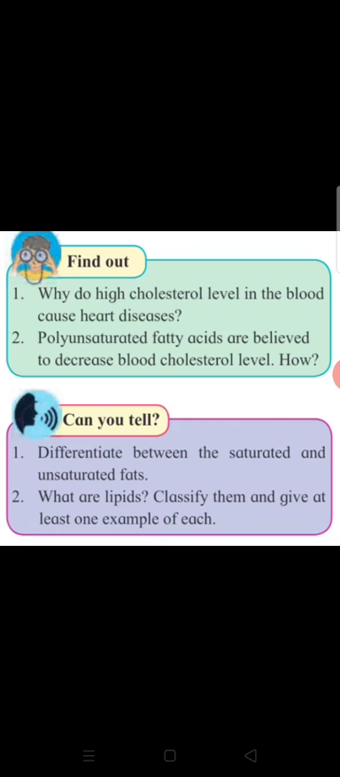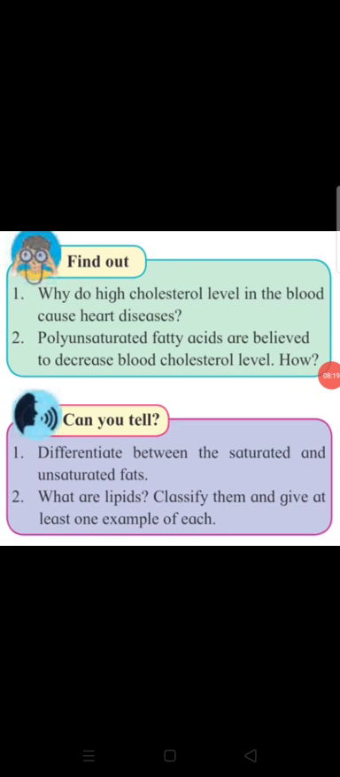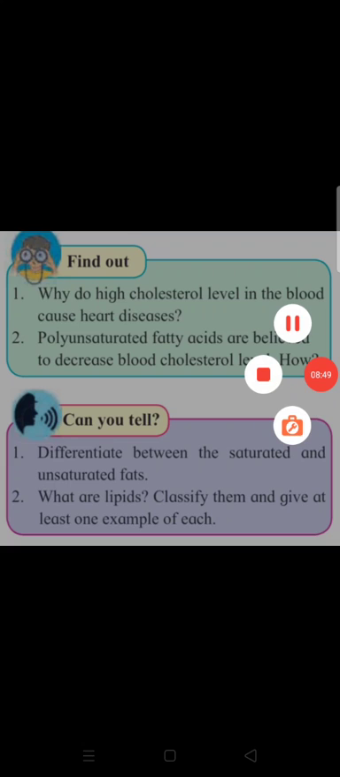Now on the screen you are watching some questions. You have to read these questions properly, think on this topic, and write down the answers of these questions. Definitely you will see interesting answers of these questions, and after solving these questions, definitely you will understand this second topic from this sixth chapter, that is lipids. So here we are finishing our second topic from sixth lecture, lipids. You have to solve these questions which are present on the screen. Very simple questions are there.